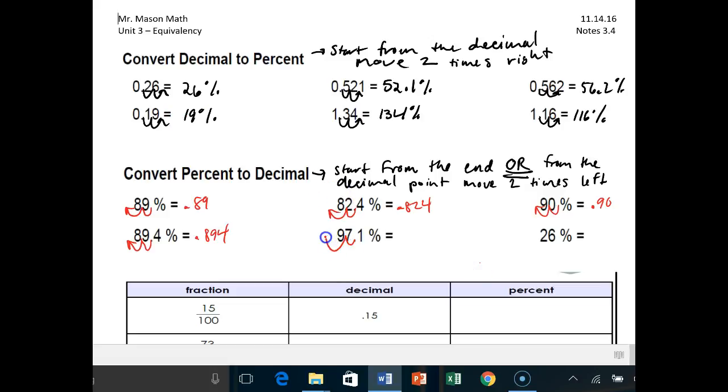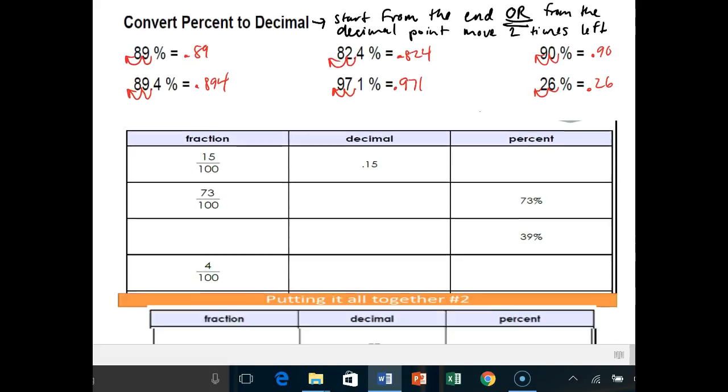So once, twice, we get 0.971. I was a little bit too big on that one. Once, twice, 0.971. And 26%. Once, twice, 0.26. Okay. So these should be very familiar.